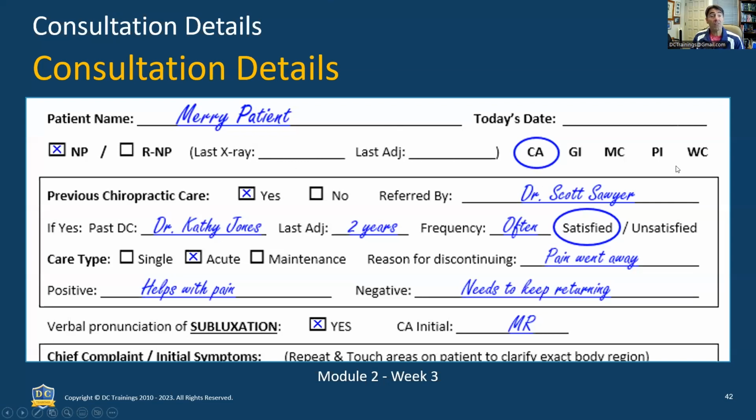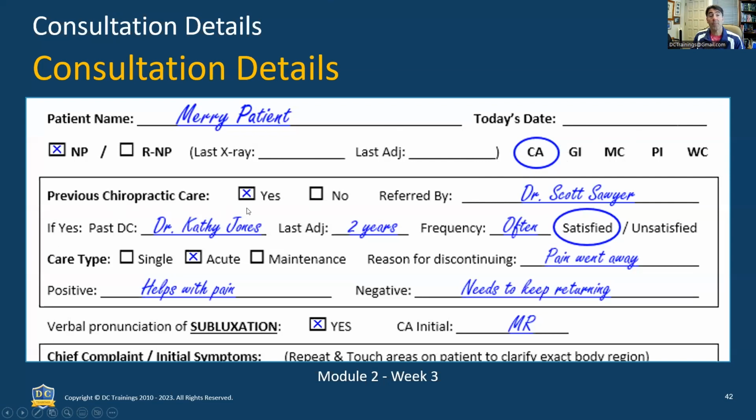This is what file type this is going to be set up as. So in this case, a cash file or general insurance. There's Medicare, personal injury, and workers' comp. So those are different file types that are listed there. So the CA is going to circle that, and obviously there would be today's date up here.